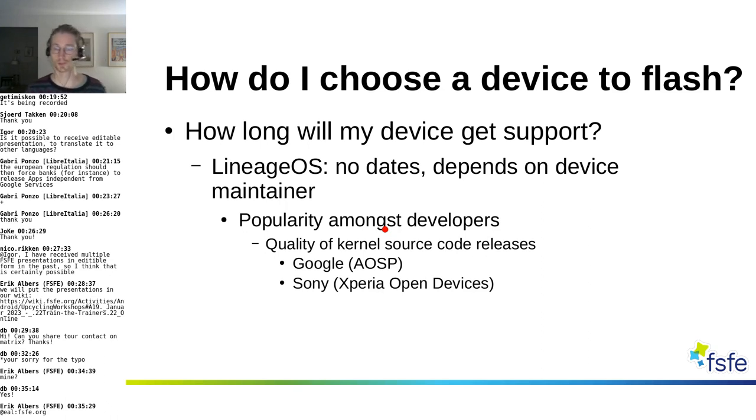But popularity amongst users is not the same as popularity amongst developers. And for developers, it's quite important what the quality of the kernel source code releases by the manufacturer are. And they can be very different. And this makes it harder or easier to actually build a vanilla Android OS based on the Android Open Source Project together with the kernel source code. And two manufacturers that have been known to make good, high quality kernel source code releases are Google, obviously, overseeing the development of the Android Open Source Project, and then Sony with their Xperia Open Devices Initiative.